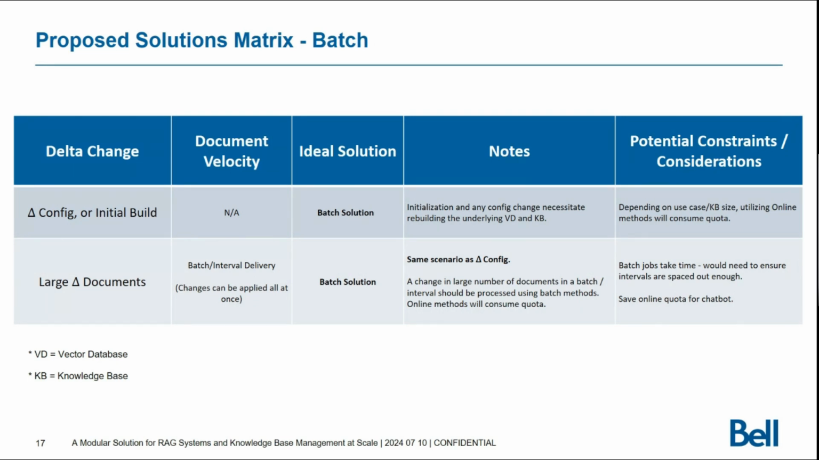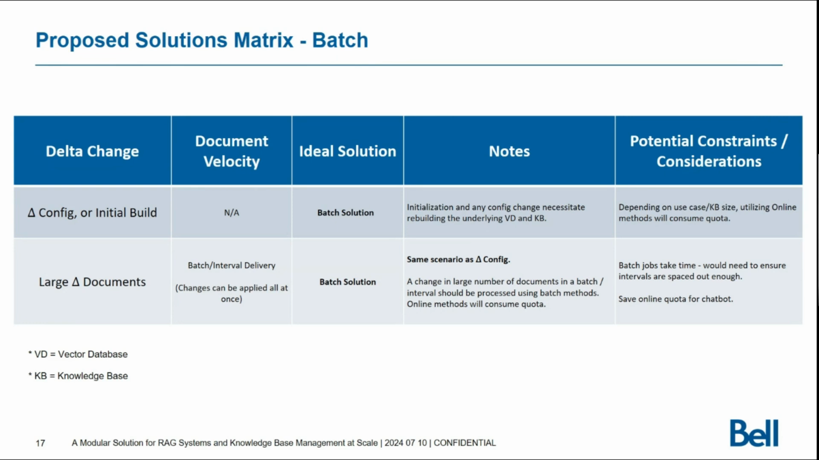For the change in configuration, initialization and config changes necessitate rebuilding your underlying VD and KB on the premise that you can't have apples and oranges with your knowledge base. You can't process documents one way, and then when you're ingesting documents and comparing them, process them in a different way. If you're using two different models, for example, or two different embeddings models, it's not going to work, right? So if you have an underlying config change, you have to basically rebuild everything. Now, that warrants a batch solution because, if you have a larger knowledge base, using online methods will consume your API quota, right? And if you are sharing your chatbot API with this project space, you will essentially take down your API. Your incoming requests won't be able to be embedded, and you'll grind your system to a halt.